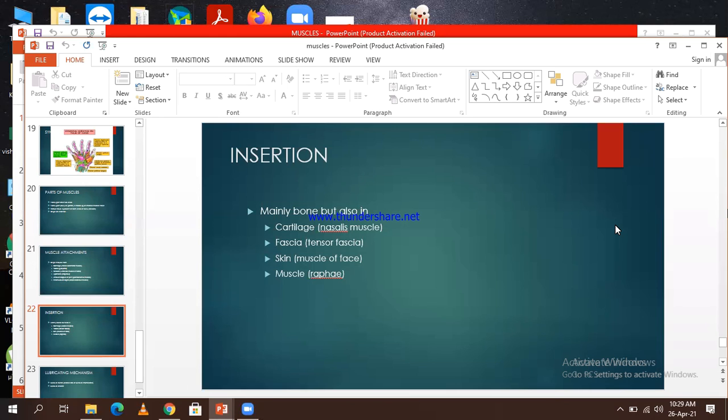And then they may be inserted in the raphe of the muscle. When we discuss multipennate and bipennate muscles, you will see that the muscle fibers are attached to special tendinous or fibrous attachments in between the muscles, and these are known as the muscle raphe. And this is the insertion of the muscle fibers. So the muscle may originate mainly from the bone, but I will discuss other structures, and also insertion into structures other than the bone.